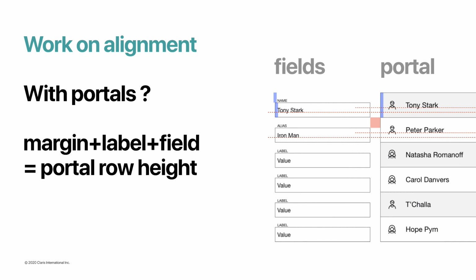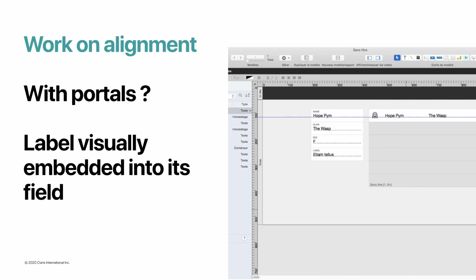When you have in the same screen a portal and multiple other objects, it can be tricky to align vertically in a nice way. If you have, like in this example, fields on the side and the content in a portal on the other side, it can be difficult to align the text at the same level, also called the baseline. My solution in this case: I use fields of the same height as the portal rows and labels embedded into its field. This way, everything is perfectly aligned.